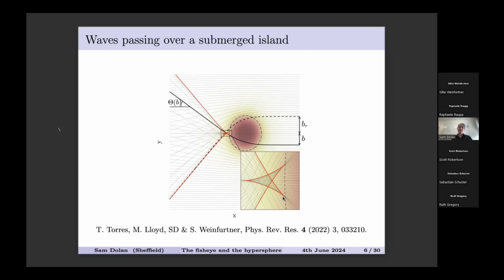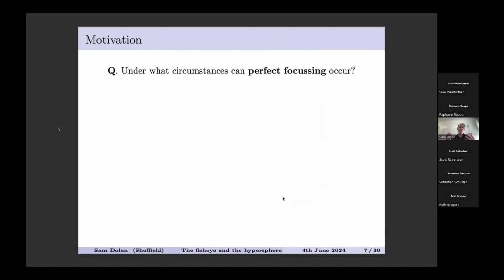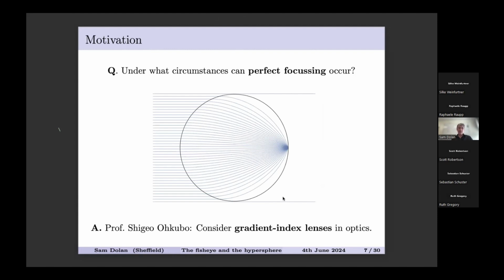So then a natural question is: is it possible, or under what circumstances, can we get perfect focusing, where not just neighboring rays cross, but a much larger bundle of rays cross? In thinking about this, I very quickly realized that I should go back and back in the literature. I also had a very helpful email interaction with a professor in Japan, Professor Okubu, and he encouraged me to start looking at gradient index lenses in optics.